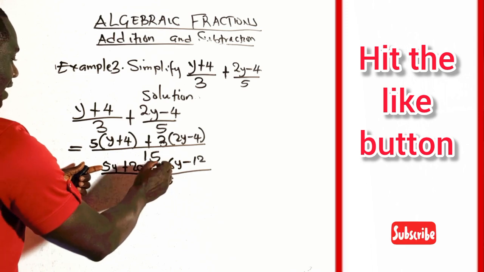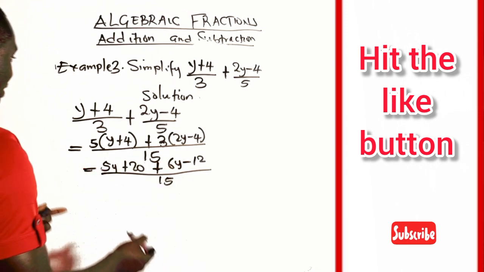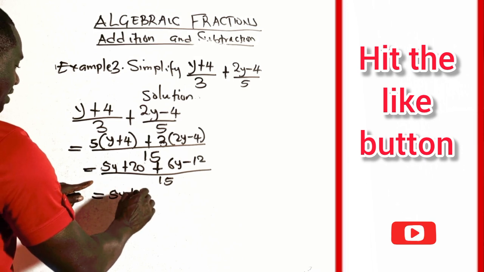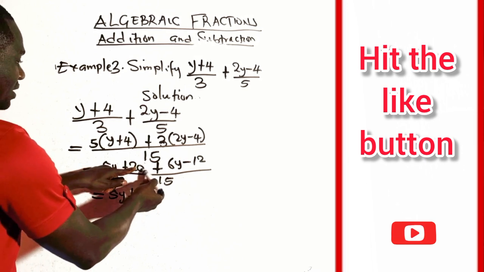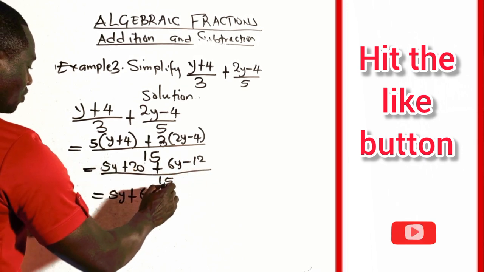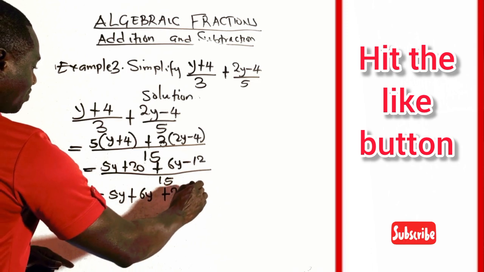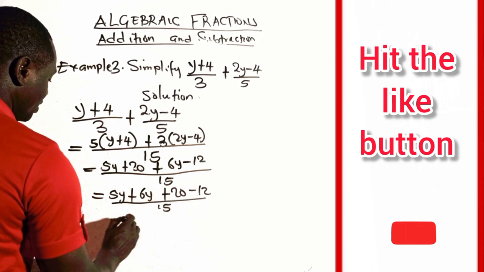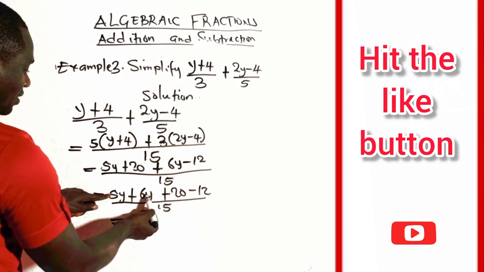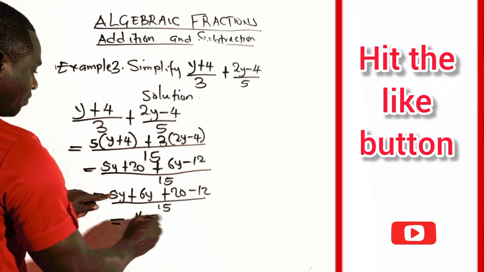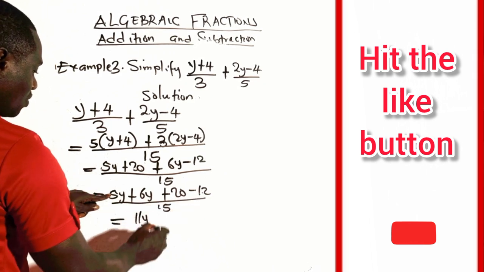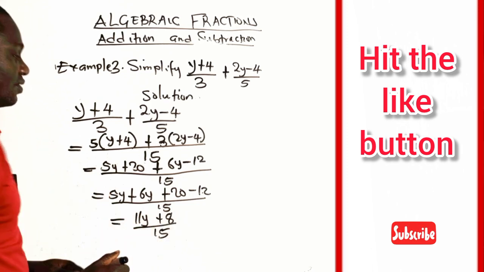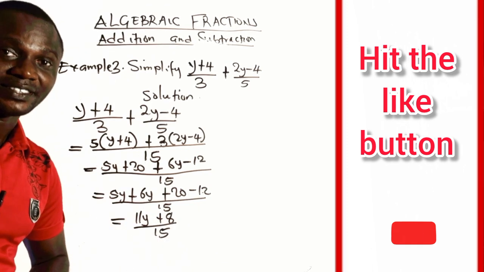5y and 6y are like terms, so let's add them. So we have 5y plus 6y, then 20 and minus 12 are also alike, so we say plus 20 minus 12, all over 15. Of course, this will give us 5y plus 6y is 11y, then 20 minus 12 will be 8, all over 15. So this is our final answer: (11y + 8)/15.